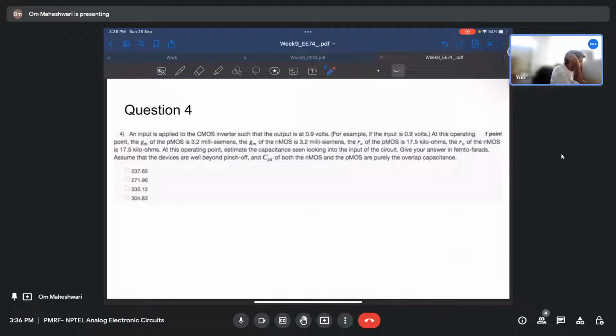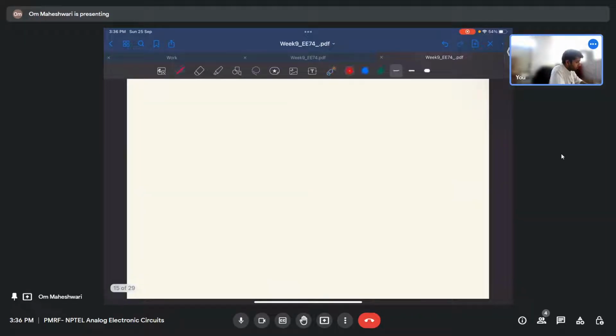Okay. We have to find the capacitance. So again we have an inverter. Output is at 0.9 volts and input is also at 0.9 volts. So at this operating point, GM is 3.2 millisiemen, and everything else is given. We have to find the input capacitance.